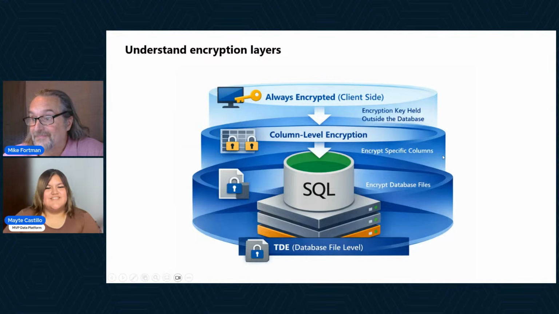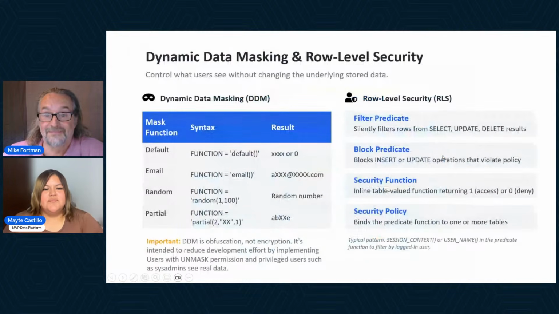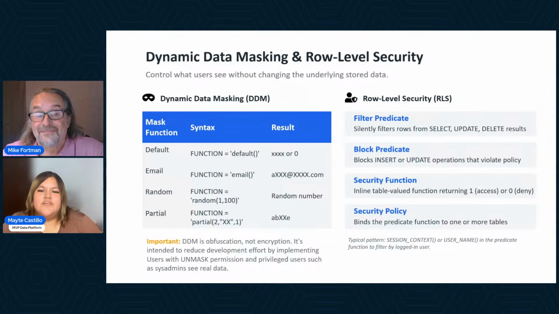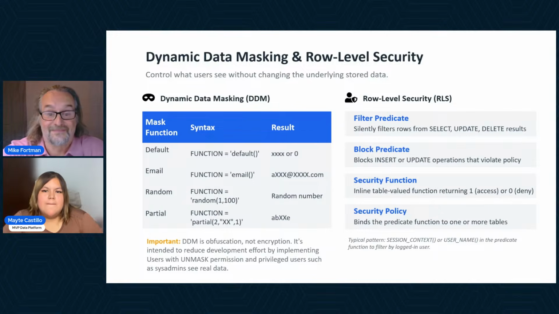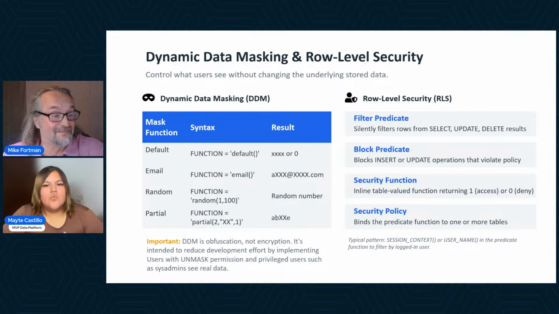Okay, next slide, please. This slide is shorter. Here the slide reviews two mechanisms that help control what information each user can view or modify without changing the underlying storage: dynamic data masking and row level security. First, we have dynamic data masking, or DDM.